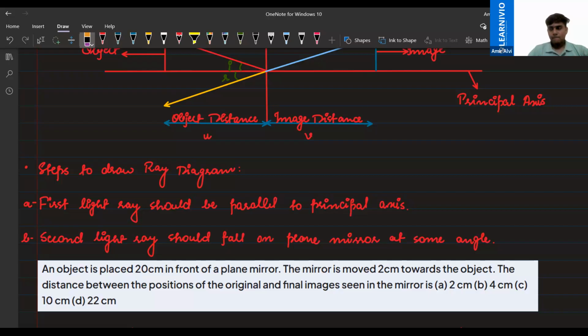Sir, should we use the mirror formula in this? No mirror formula. Only the properties of a plane mirror. Okay, sir. Because I have not basically taught the mirror formula yet. So that's why, no mirror formula.